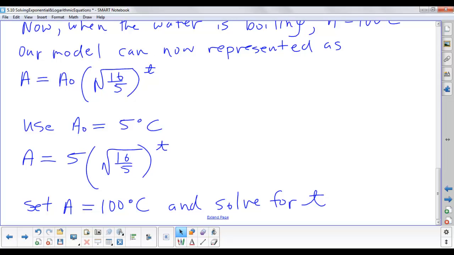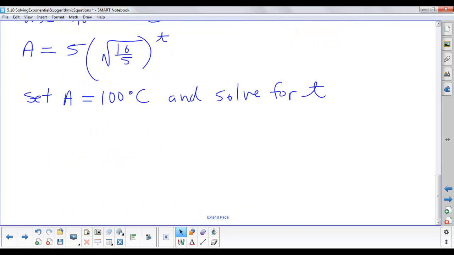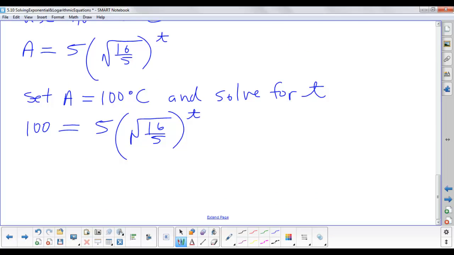So you can technically solve this one of two ways. I would recommend just using our original A0 value again here as A0. So now our equation becomes an exponential equation. We will have to solve for t. It will be very similar to the previous.